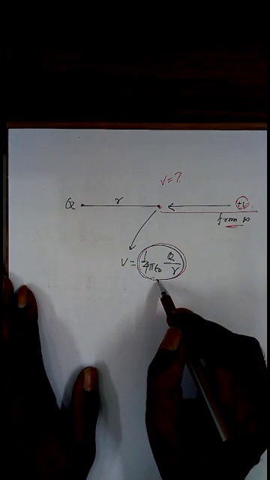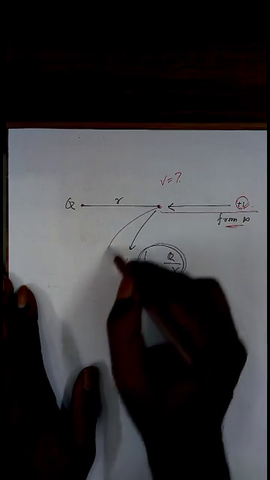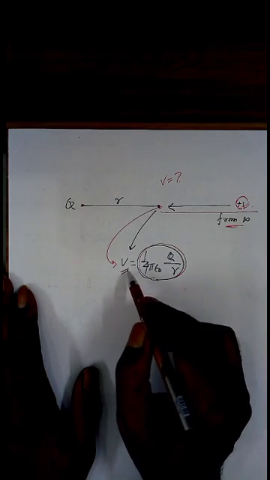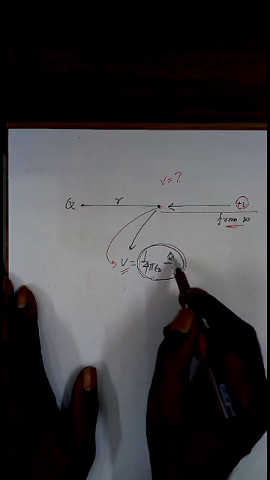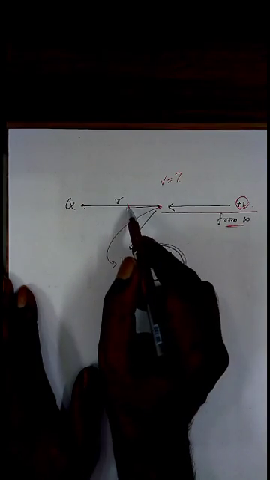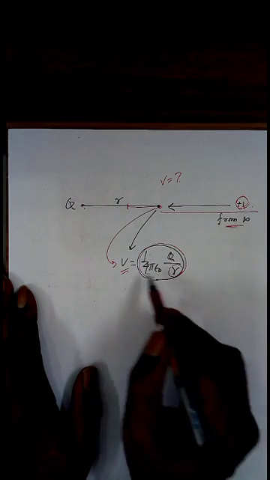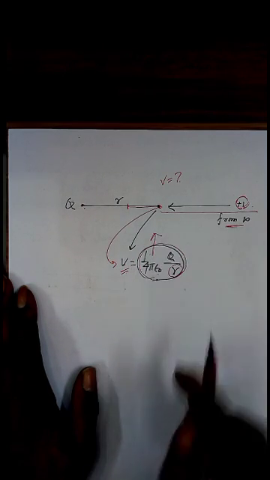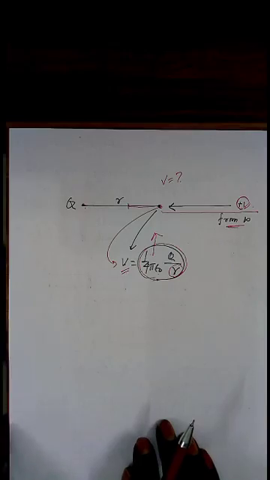That amount of work done was called the electric potential at this point, and that came out to be V is equal to 1 by 4 pi epsilon naught Q by R. Means if you come closer to the charge, this R decreases, therefore V increases. So this was the expression for potential due to a single charge.